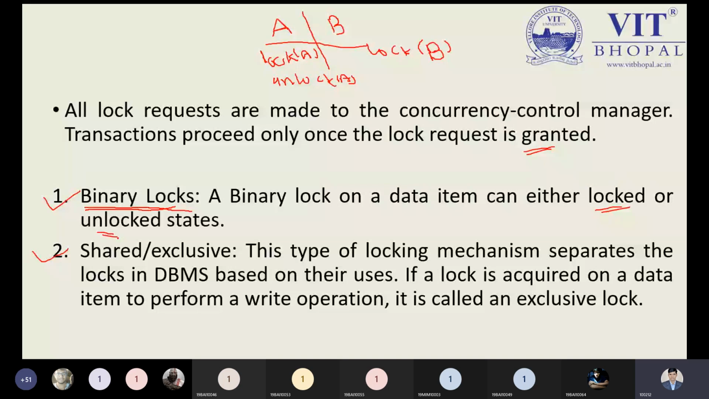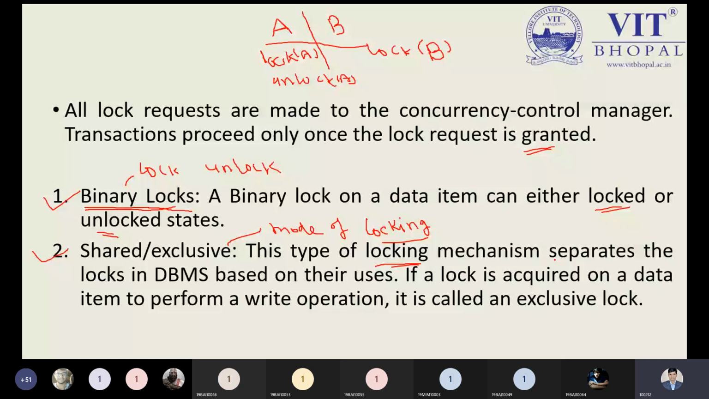But what is the mode of the locking? That we have as shared or exclusive. So in the binary lock, we have two states: one is lock, the other is unlock. And shared or exclusive is the mode of the locking mechanism. Okay, it is written over here. So the mode of locking and unlocking separates the locks in the database based on their uses.